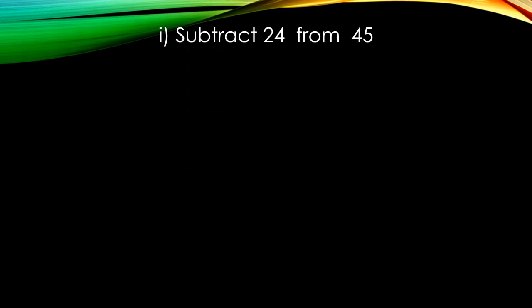Now beta, in part I, we have to subtract 24 from 45. First of all, we will write the places, ones and tens. Now we will write 45, then we have to write 24. Okay, now we will put the minus sign.